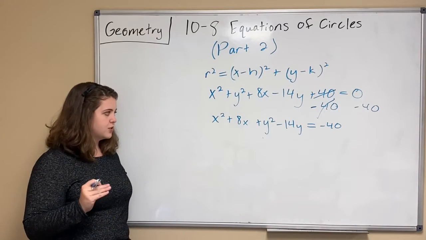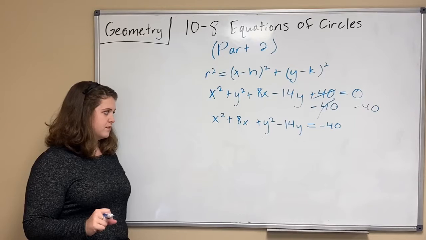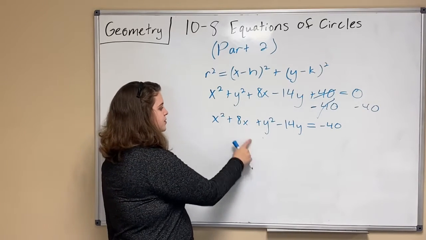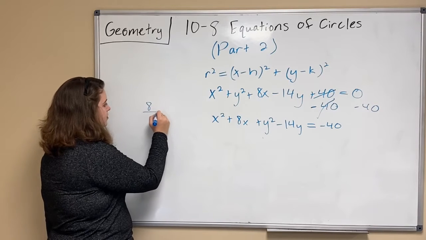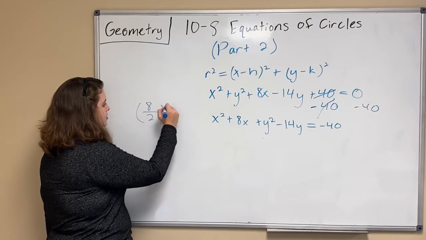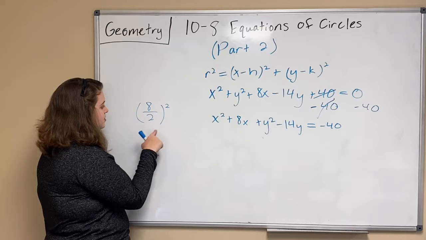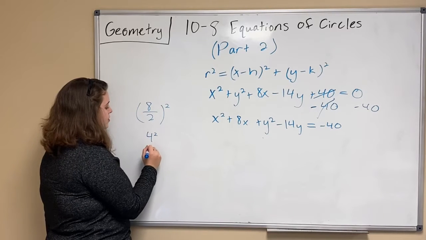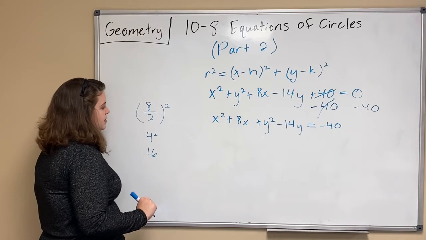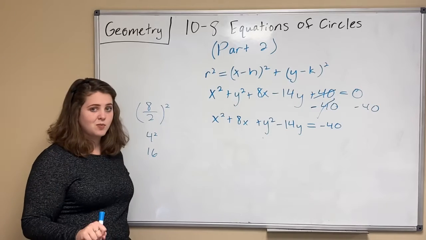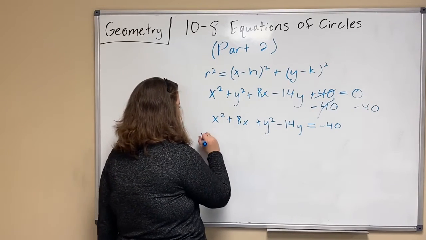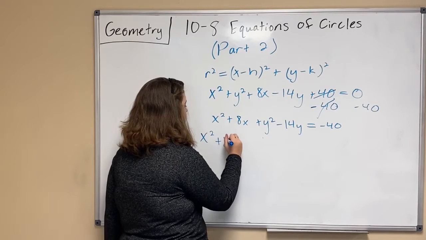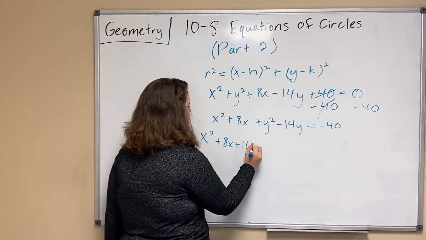To complete the square, I'm going to take whatever value is in front of x, and I'm going to say divided by 2 squared. 8 divided by 2 is 4. 4 squared is 16. I'm going to add that number now into my equation. So I'm going to get x squared plus 8x plus 16.